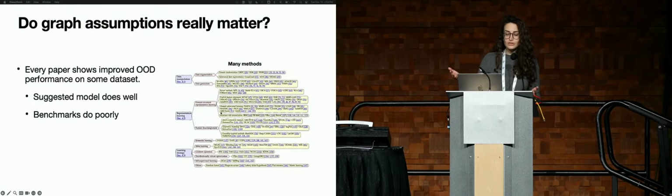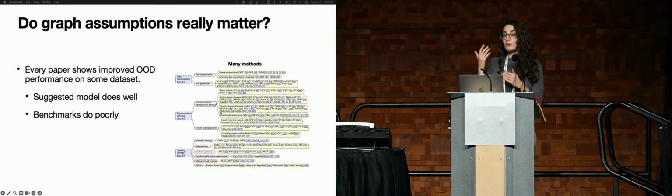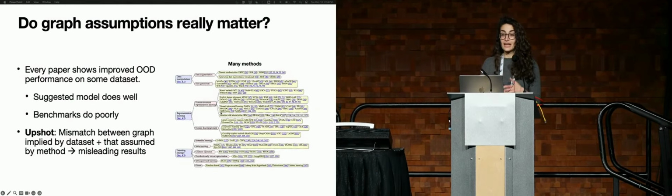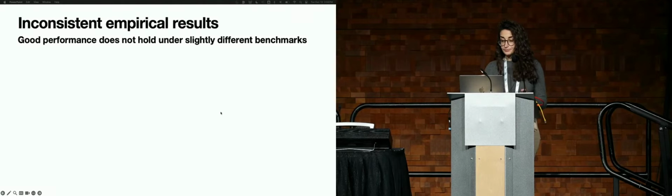For example, you see all these papers, and they have really good out-of-distribution performance. You see that their empirical results are such that the suggested model does really well, and the benchmarks do relatively poorly. So do we really need to know anything about the graph? The upshot of what I'm going to say in the next couple of slides is that there is a downside to not knowing the graph, and often the mismatch between the graph implied by the data sets that are used and the graph that is assumed by the method leads to misleading results.